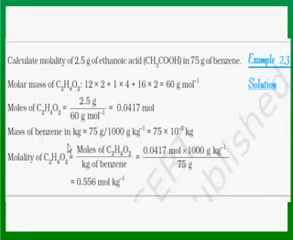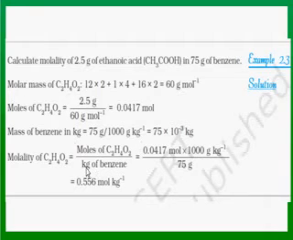Mass of benzene in kg. Mass of benzene is given in gram, so we are converting it into kg. So here we have 75 gram upon 1000 gram per kg, that is 75 upon 1000, which is equal to 75 into 10 raised to minus 3 kg. Molality of C2H4O2 is equal to moles of C2H4O2 upon kg of benzene.